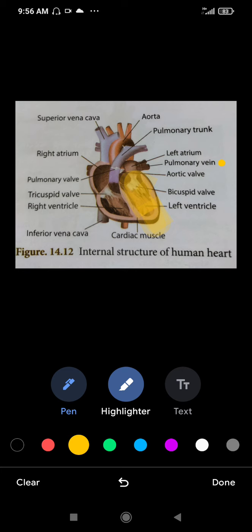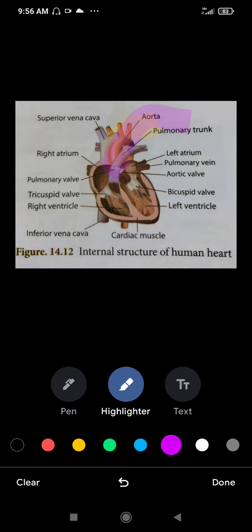The left ventricle gives rise to the aorta. From this, the oxygenated blood is carried to all the organs of the body. It goes from the aorta to all the body parts. The coronary arteries supply blood to the heart.